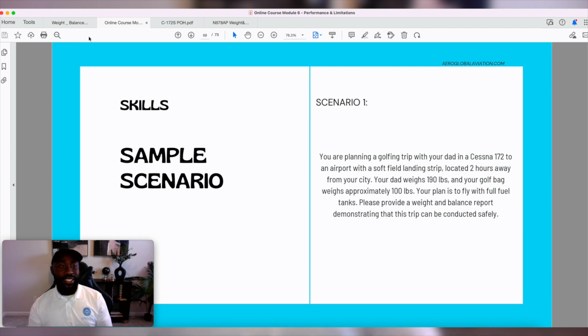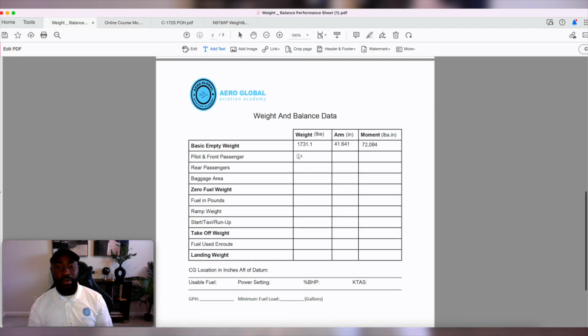So I'll basically just take my weight and my dad's weight. So I'm 183 pounds plus my dad is 190. So that gives me 373. So that's the weight for the pilot and the front passenger. So if you're doing yours, whoever you're flying with, if there's nobody, you just use zero. If it's just you, use just your weight here.